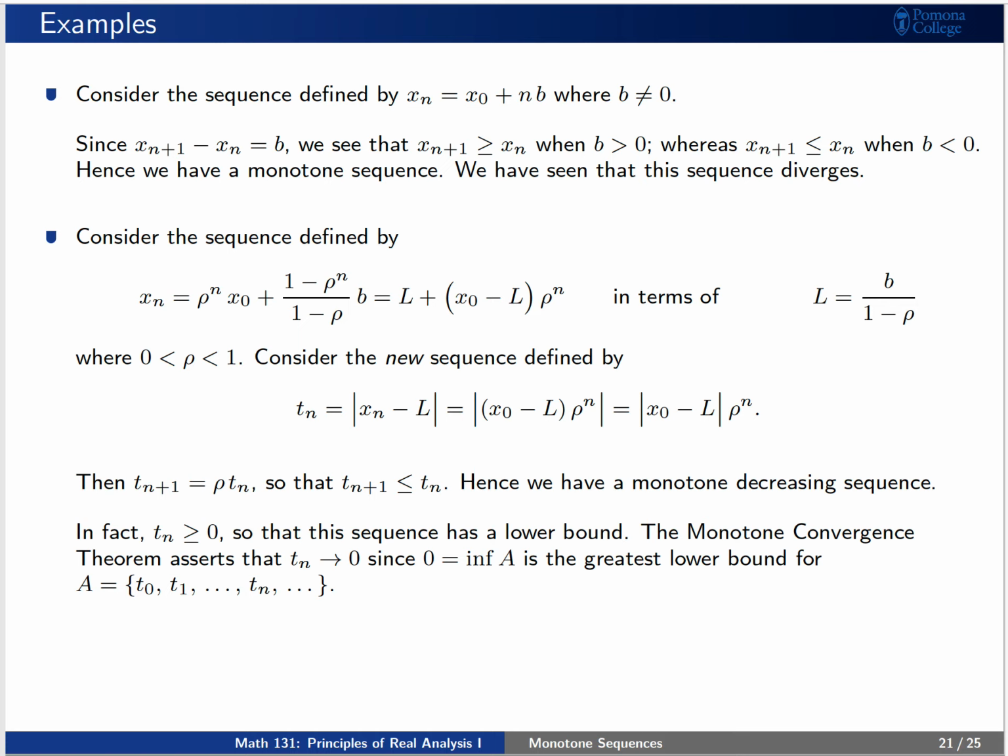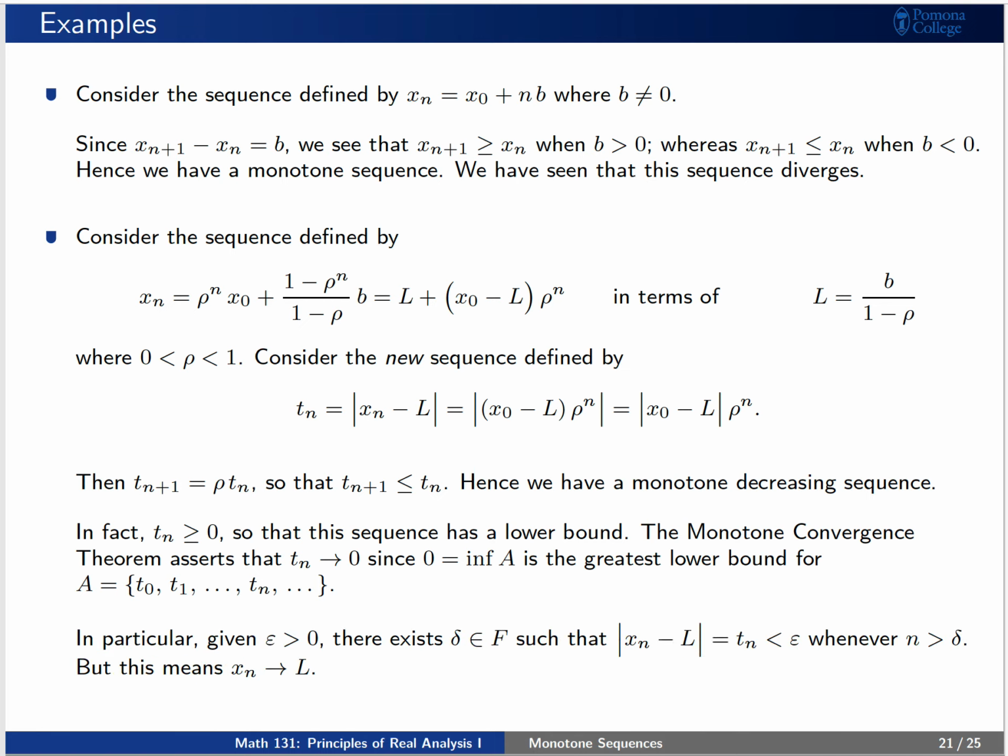In fact, we know that the sequence has a lower bound, which means that now we have a sequence that is bounded. Again, our sequence here corresponds to the t sub n. In this case, the monotone convergence theorem asserts that t sub n tends to 0, since 0 is the infimum of the set, that is the greatest lower bound.